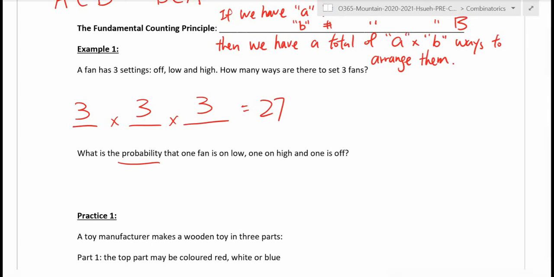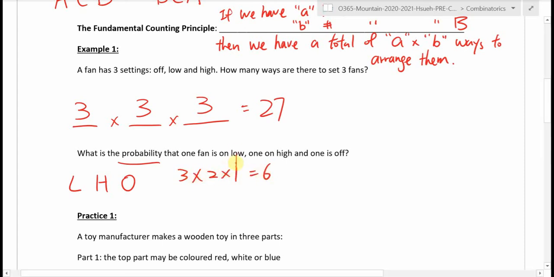So how many favorable outcomes are there? This is basically telling us how to arrange these 3 settings: low, high, and off. I have 3 letters, and how many ways can I rearrange these 3 letters? Each setting could be for each fan, so it doesn't really matter which one is which, as long as each fan has one of these settings. So this is just like our ABC question. How many ways can I arrange these 3 letters? That's going to be 3 times 2 times 1, which is 6.